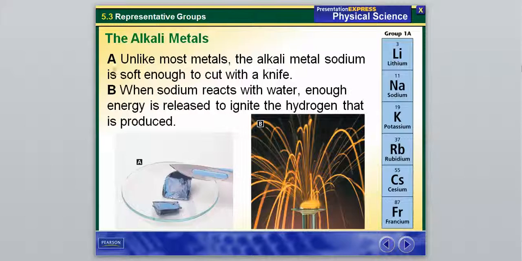So this is our first group, group 1A, all the way on the left, the alkali metals. They're very reactive, and we're going to take a look at them in class tomorrow.